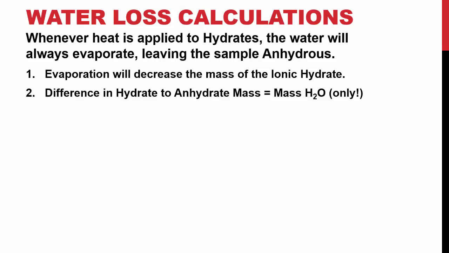So whenever heat is applied to hydrates, the water will always evaporate, leaving a sample anhydrous, so again, without water. Evaporation will decrease the mass of the ionic hydrate. The difference in hydrate to anhydrous mass would be the mass of the water which was evaporated out.